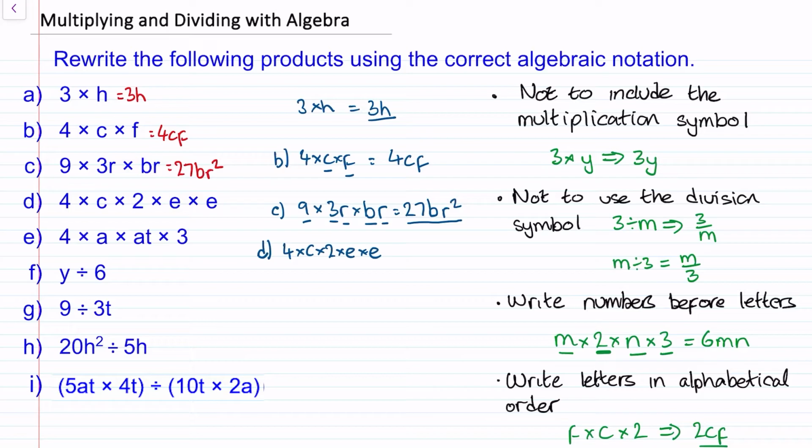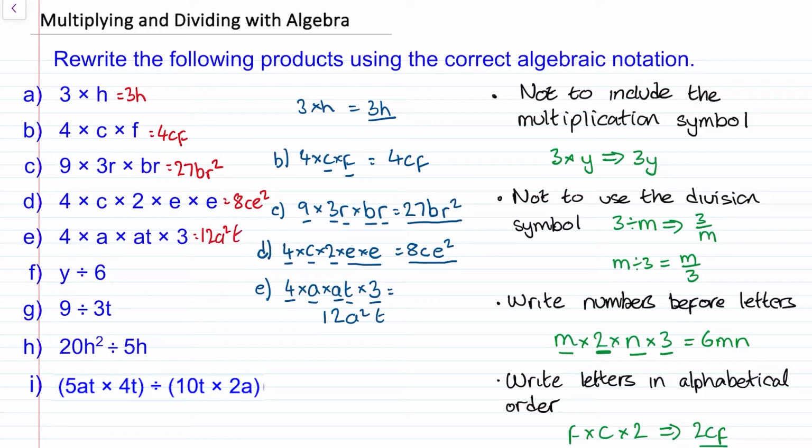Okay, so welcome back if you had a go. So for question D, we'll multiply the 4 and the 2 to make 8. And then the C comes before the E, and we have E multiplied by itself, so E squared. So 8C E squared. And for question E, we have the 4 times the 3 to make 12. A times A is A squared, and then we have the T, so 12A squared T.